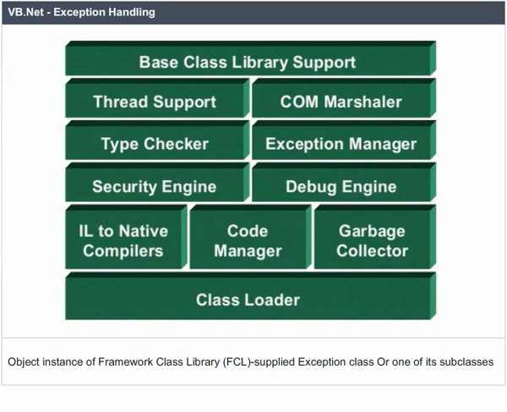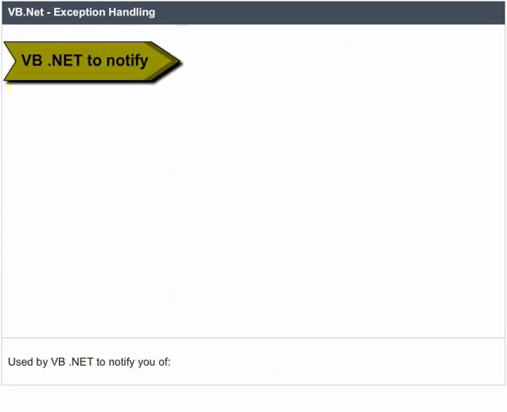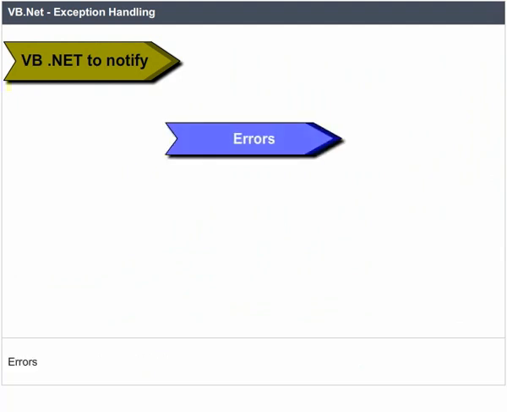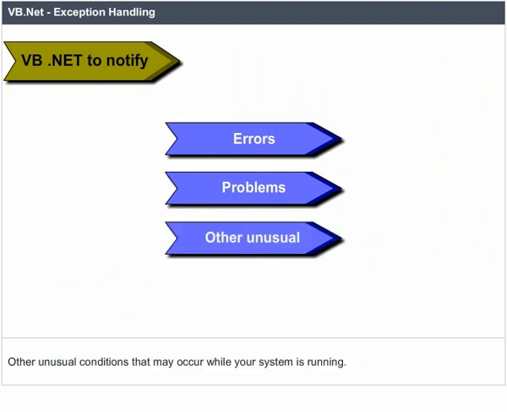An exception is an object, an instance of a Framework Class Library (FCL) supplied exception class or one of its subclasses. It is used by VB.NET to notify you of errors, problems, and other unusual conditions that may occur while your system is running.